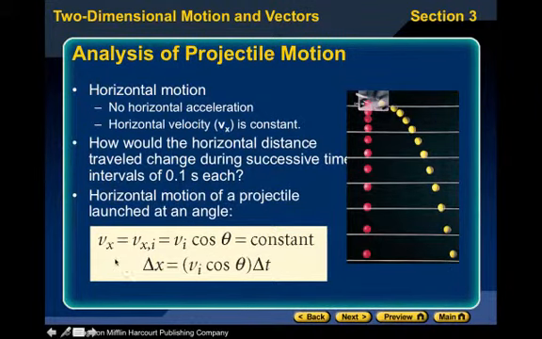But Vx is constant, so we can use our equation, V equals x over t, since we have no acceleration. That original one, we can use Vix equals the distance divided by time.